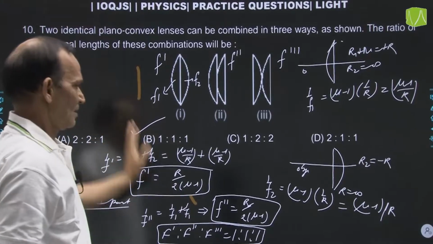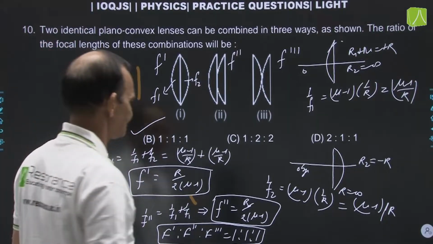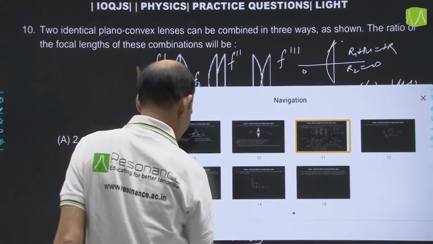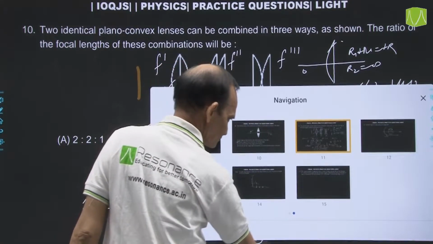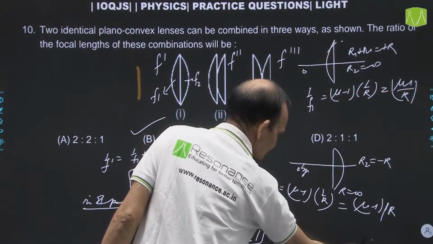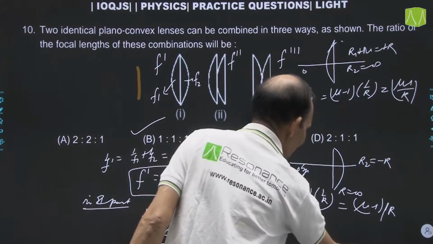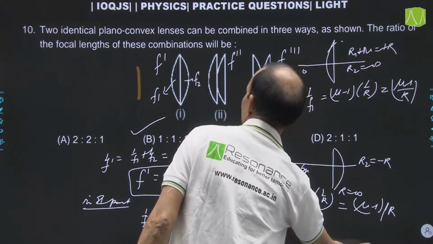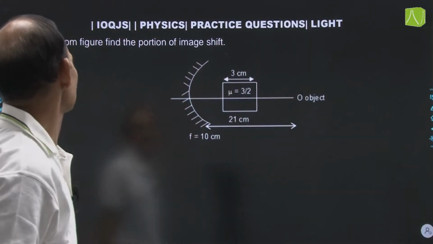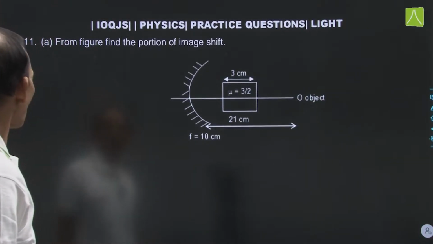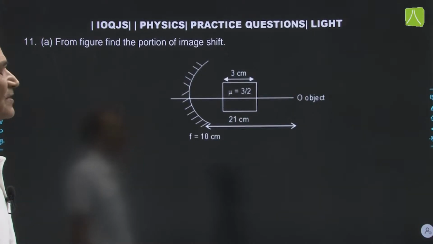Okay. Now next question, the question number 11. Part A is subjective. From the figure, find the position of the image.